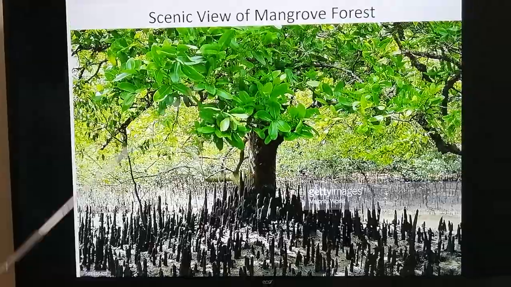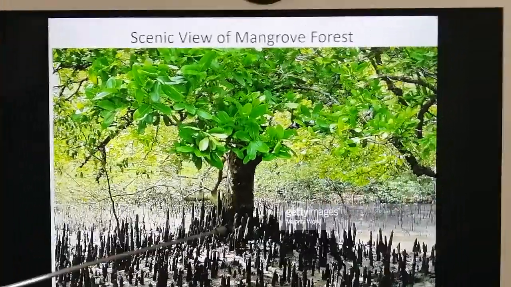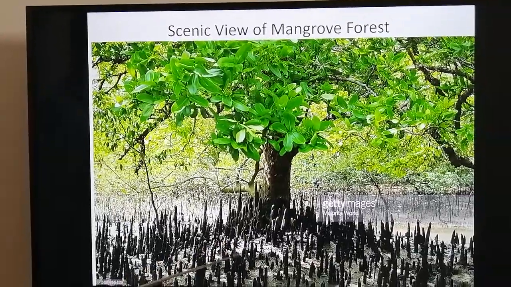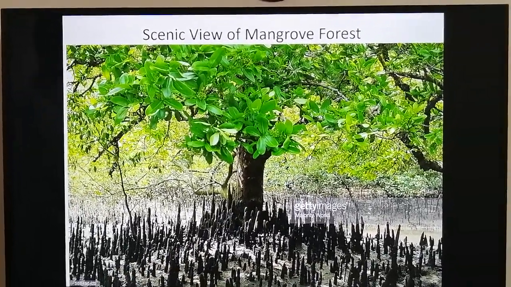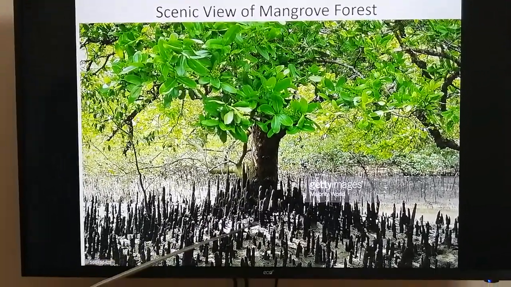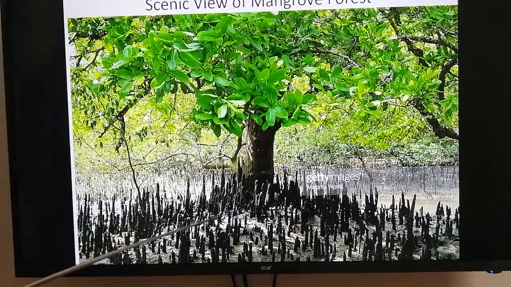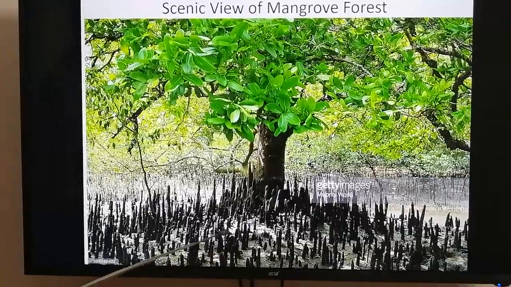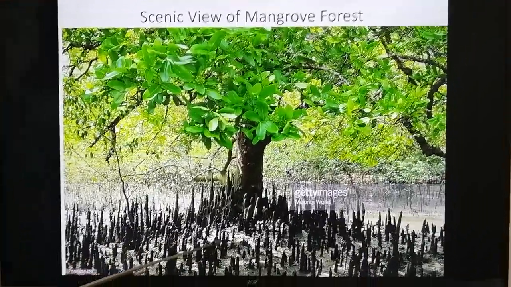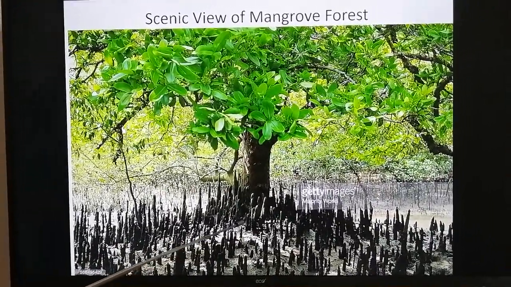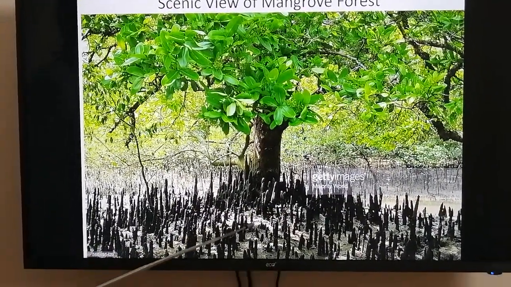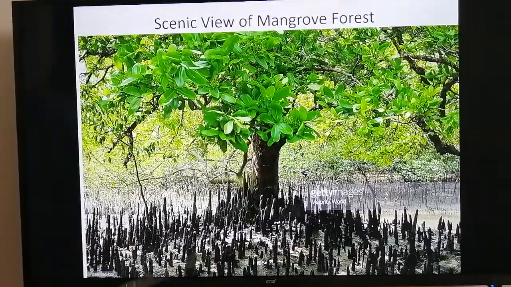This is the scenic view of mangrove forest. A mangrove forest is a forest which remains inundated or flooded with water. That's why mangrove plants have roots known as pneumatophores, which can breathe air since it remains inundated by flood water or tidal water.